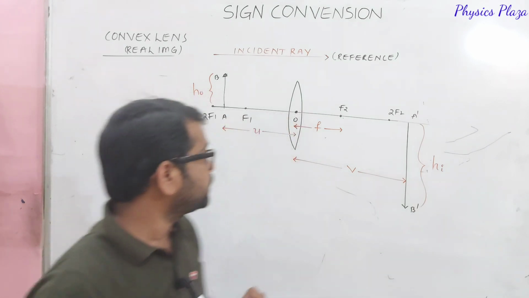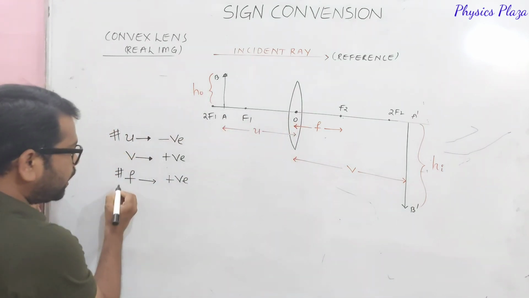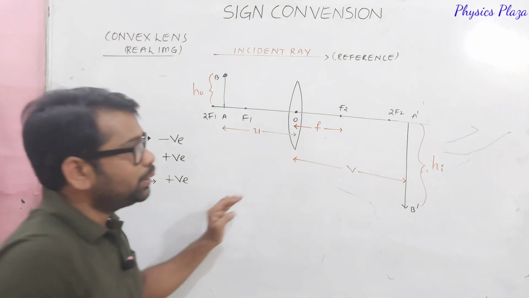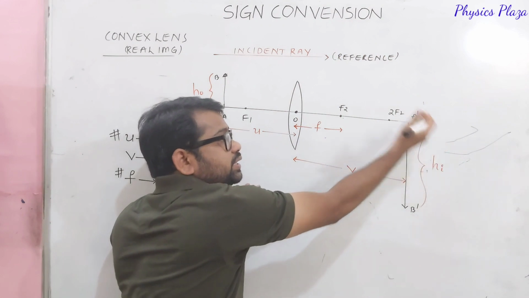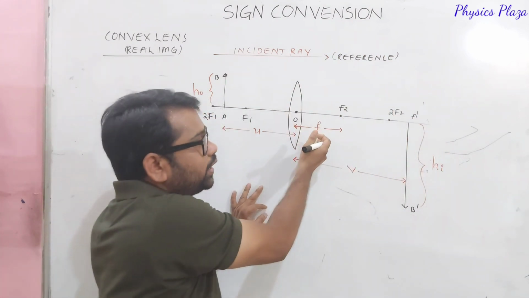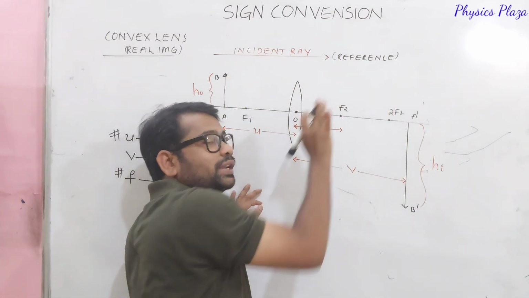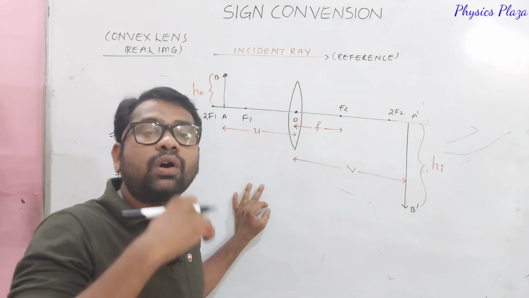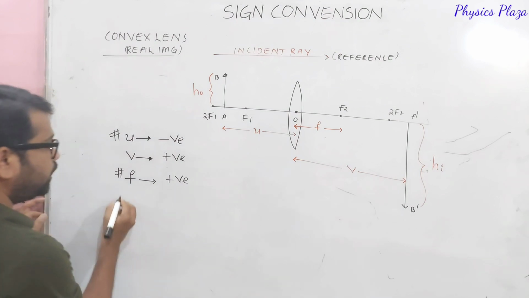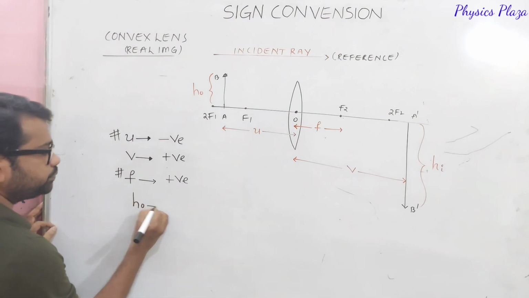But children, here is one more important thing. For a convex lens, focal length is always positive. Why? Because focal length is taken on the right side. The focus lies on the right side of the lens only. So to measure the focal length, we need to go in the direction of the incident ray. That's why the focal length of a convex lens, we will take as positive. Always positive only. Fine.